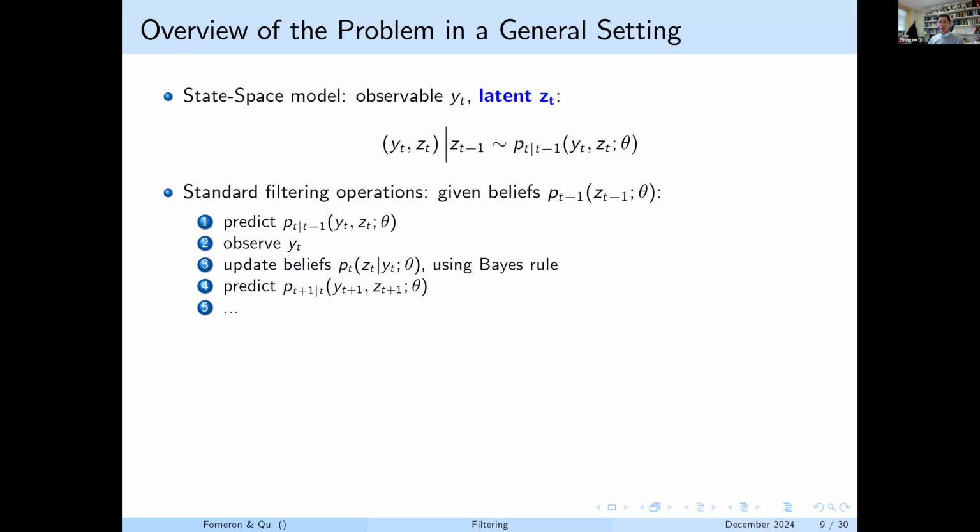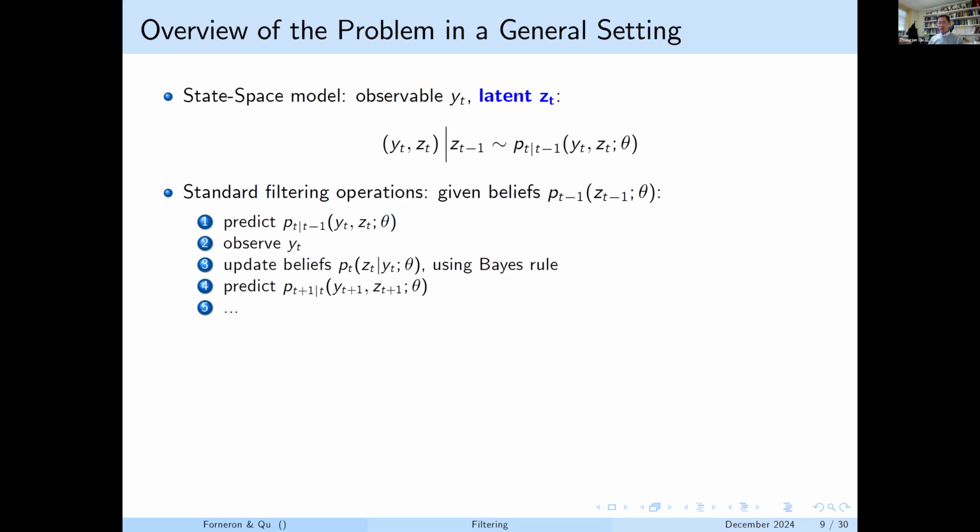So now we have a toy model in the background. This slide shows that the problem can actually be demonstrated in a very general setting. Here we have a general state space model. It can be nonlinear, can be linear, it doesn't really matter. Here I'm breaking down the filtering process step by step so that we can get to the very bottom of the problem.